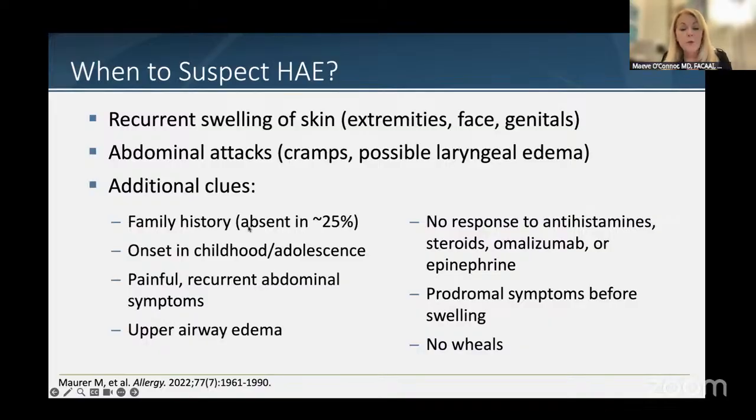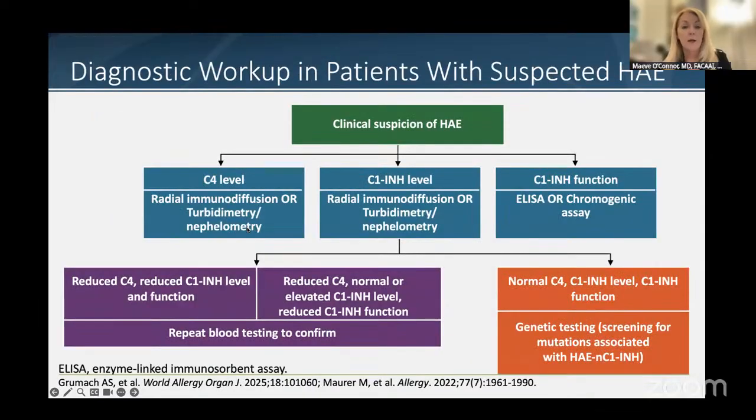Many patients will describe prodrome symptoms before swelling. They'll feel a weird tingling. They may feel a dysphoria. They may feel dizzy. This again can vary between patients and within the same patient, but patients will describe knowing that they may be about to start to swell. And again, no wheals, no urticaria should prompt us to be thinking about bradykinin-induced angioedema.